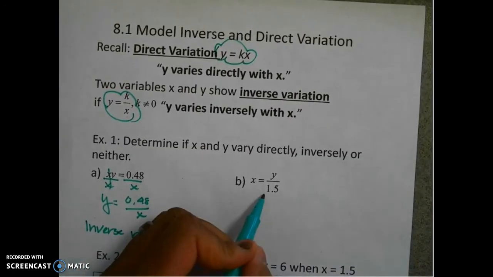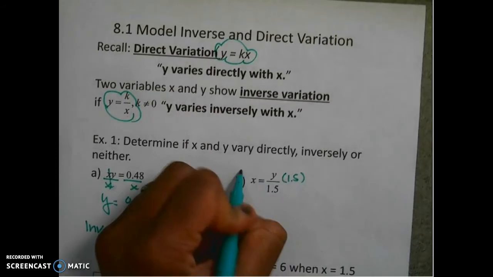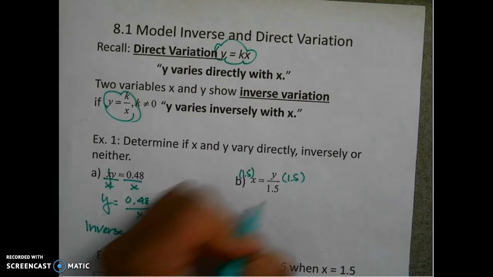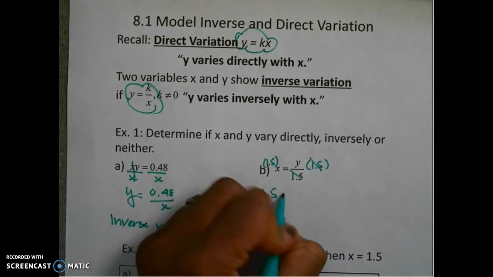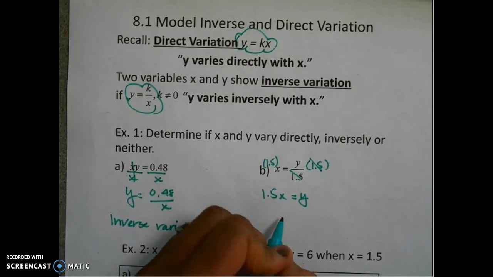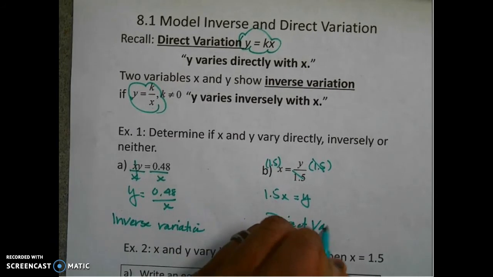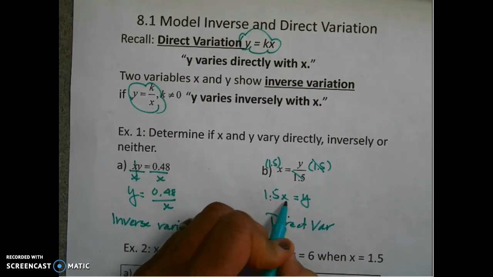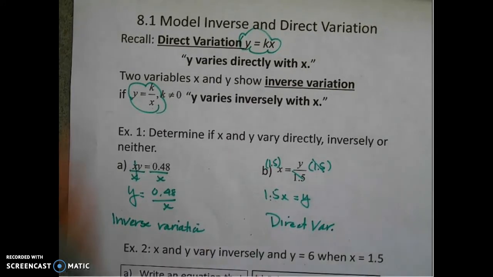Y is not alone. This would look like, hey, there's a fraction. Maybe it's inverse. But I'm going to get y by itself by multiplying both sides by 1.5, so that these cancel. And I have 1.5x equals y. I know what you're thinking. Direct variation. And I would agree because it's just kx. My constant of variation for this one is 1.5. Love it? I knew that you would.